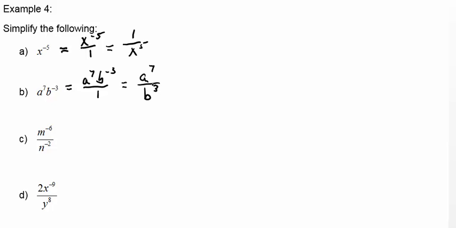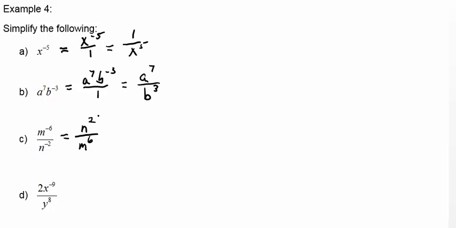Our next example, m to the negative sixth over n to the negative second. So applying the negative exponent rule, since that m has a negative exponent in the numerator, m will come to the denominator, and the exponent will become a positive 6. And when you look at n to the negative second in the denominator, since I have a negative exponent in the denominator, it moves that factor n to the numerator, and the exponent becomes positive. So our answer would be n to the second over m to the sixth.